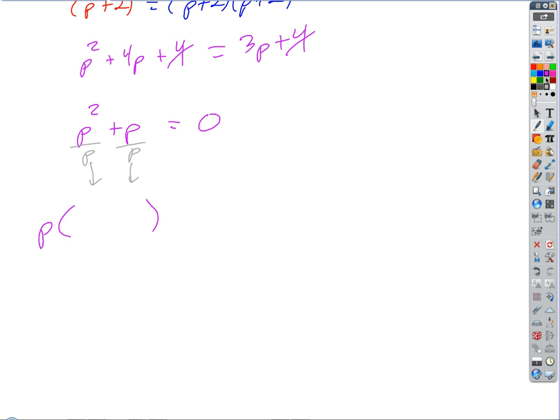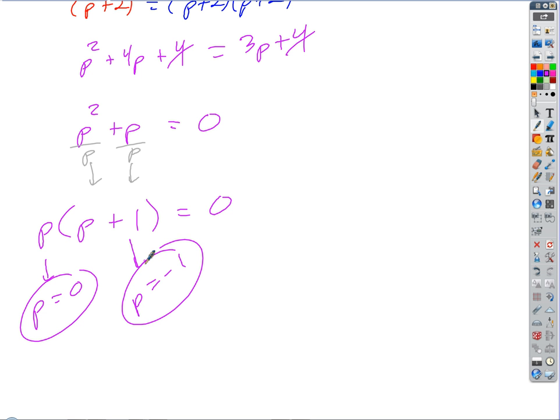What's p squared divided by p? P. That makes sense, because if I distribute, p times p is p squared, right? P over p is equal to 1. Once again, it makes sense. P times 1 gives me p. Okay, and so then what are my solutions? What's the value of p that makes that factor 0? 0. If I set that one equal to 0, I just get p equals 0. How about that one? Negative 1.